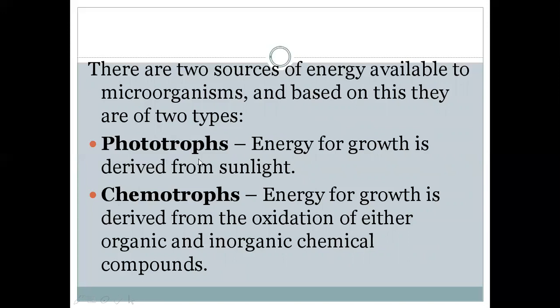Photo means light, troph means food. In phototrophs, energy for growth is derived from sunlight. If the microbes are getting energy from sunlight, they can be called phototrophs, and if they are getting energy by oxidation of either organic or inorganic chemical compounds, they can be called chemotrophs.